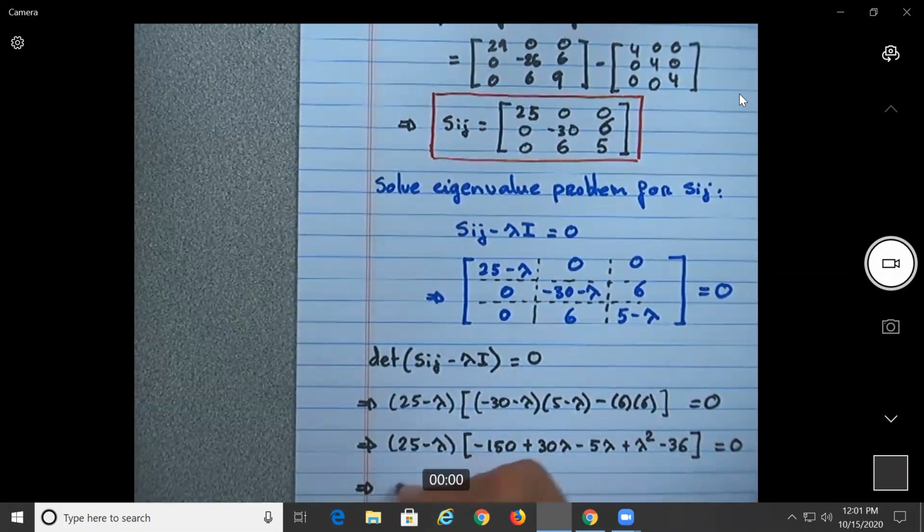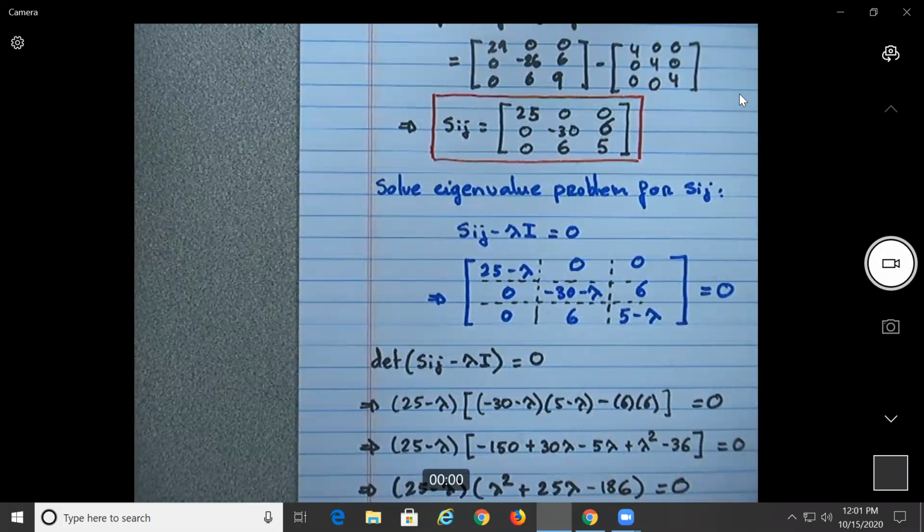This will give you, this is equal to 25 minus lambda times the quadratic equation, lambda square plus 25 lambda, 30 minus 5, minus 186. And this must be equal to 0.